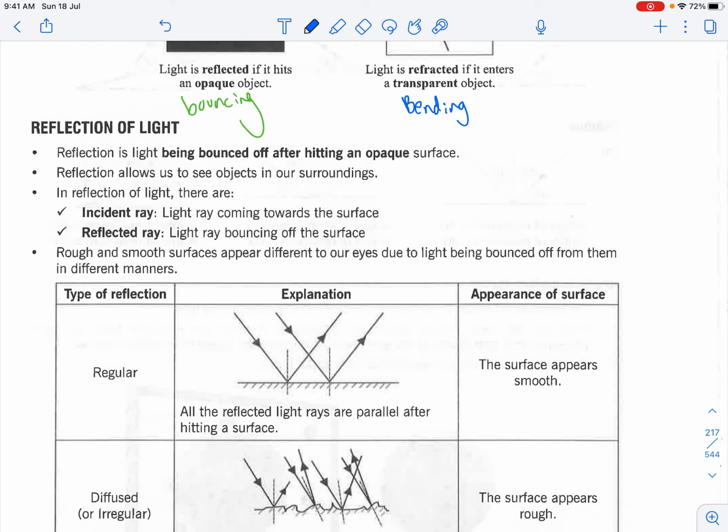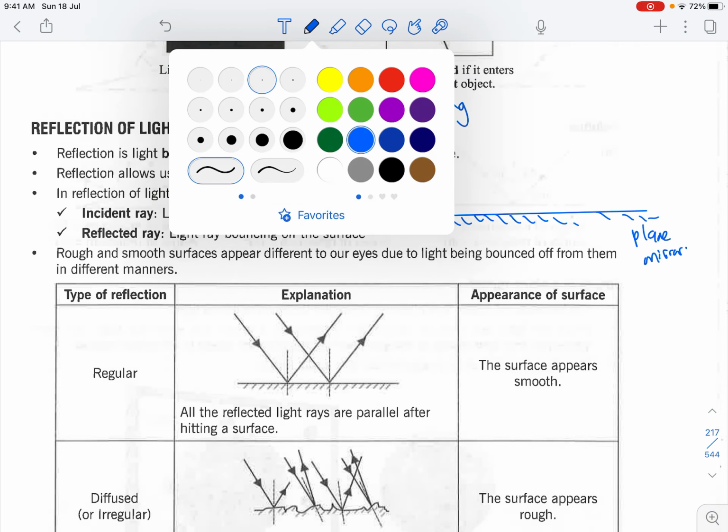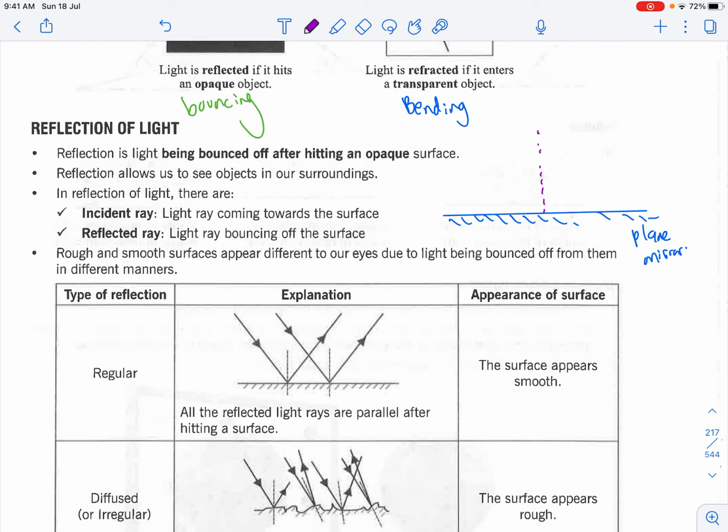And in reflection of light, there are three main lines that you need to know about. Two main ones that come from light. They are your incident ray and your reflected ray. So what does this mean? Let's say you have a plane mirror, on this horizontal surface. So this is the plane mirror. The dotted line that is 90 degrees from the plane mirror, this is what we call the normal.